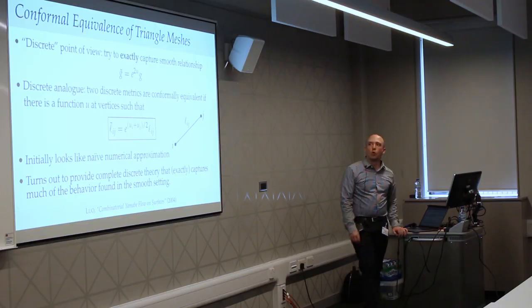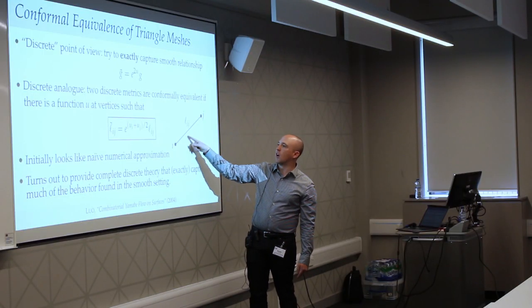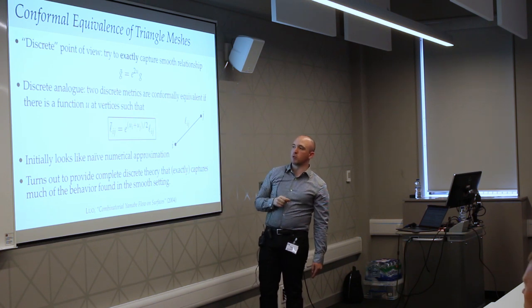Okay, and really to get to this, right? So what is a notion of conformal equivalence that works for triangle meshes? That we can say, again, binary classifier, yes or no, this is or is not a conformal map of triangle meshes. Well, let's go back to this metric definition of conformal. We said conformal means that the two metrics are the same up to a scaling. Because we want to preserve angles, we don't care if areas or lengths change. A discrete analog of that would be to say, well, how do we encode notion of length on a mesh? Well, we just store the edge lengths. And we're going to say that two discrete metrics are conformally equivalent if there's a function at vertices, so I have a value u_i here and a value u_j here, such that the new lengths, L tilde, are related to the old lengths, L, by this scaling, e to the (u_i plus u_j) over 2.